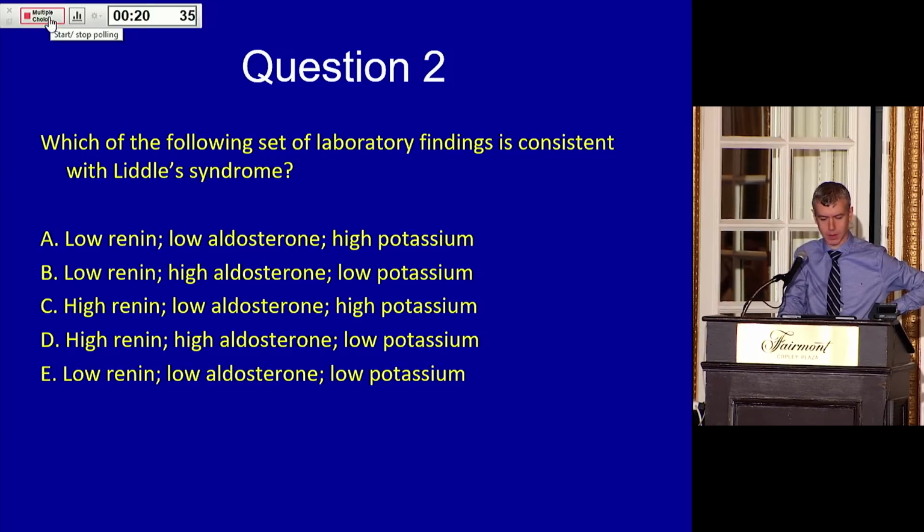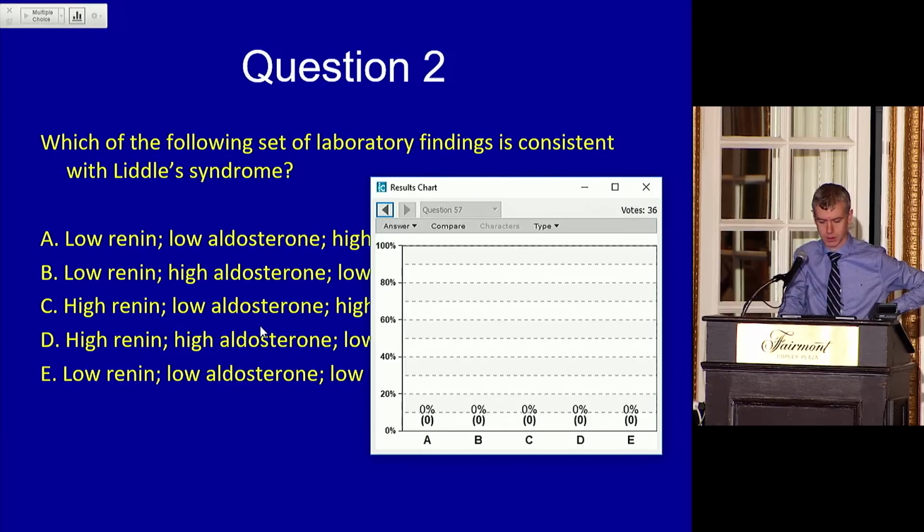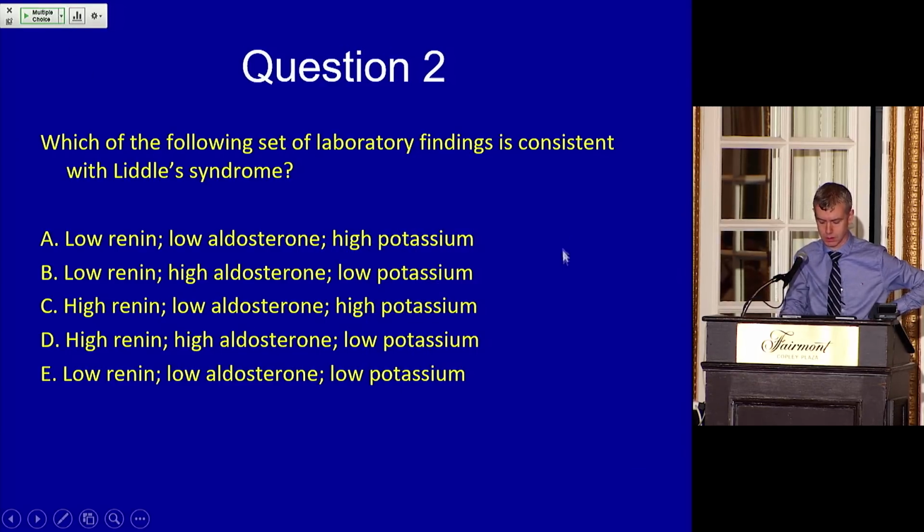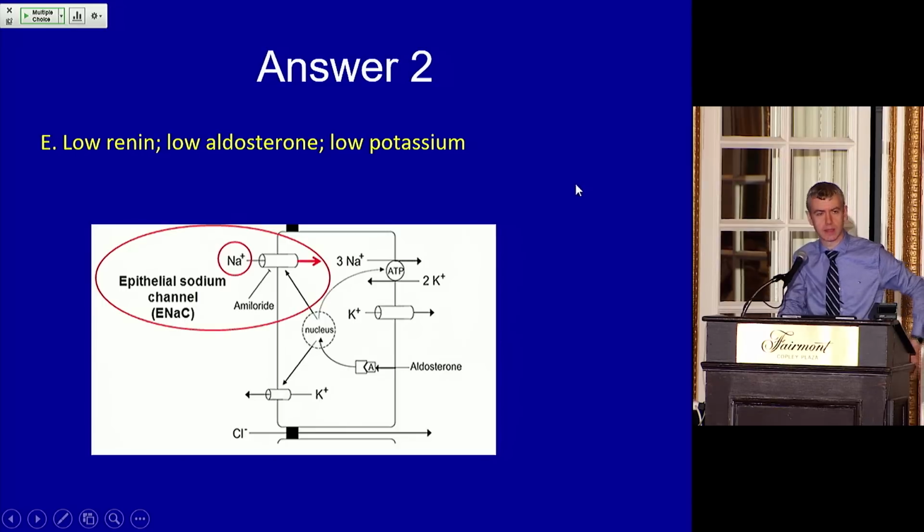Okay, so I'm going to stop it there. Let's see what we got. So a bit more of a splay here, but most people going for E. And so the correct answer is E. This is the low renin, low aldo, low K state. And again, if you think about the pathophysiology, an activating mutation creates the sodium influx into the cells, creates a negative lumen. And so you lose K plus, or at least K plus secretion is facilitated in terms of the ROMK channel, which leads to hypokalemia.